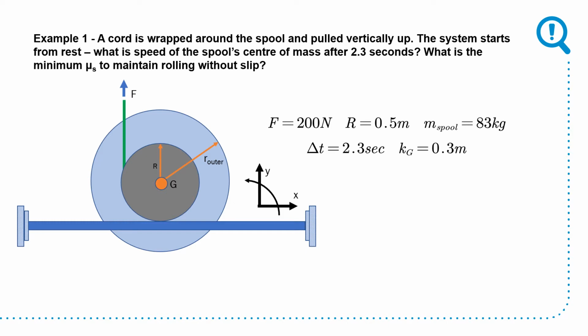So you have a force F, which is acting upwards, and it's 200 newtons. You have a radius R, the inner radius over here, 0.5 meters, the mass of the spool, which is 83 kilos, and a delta T of 2.3 seconds, and a radius of gyration of 0.3 meters for the spool.